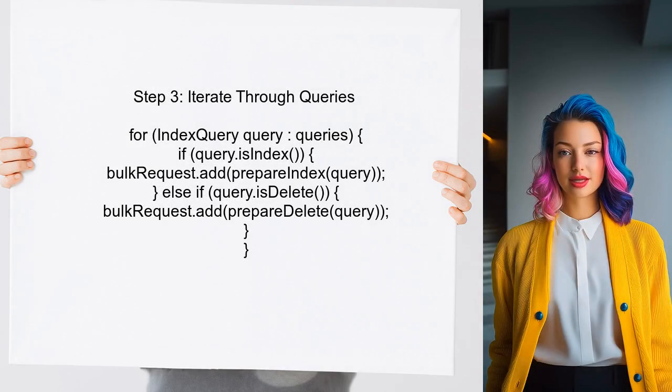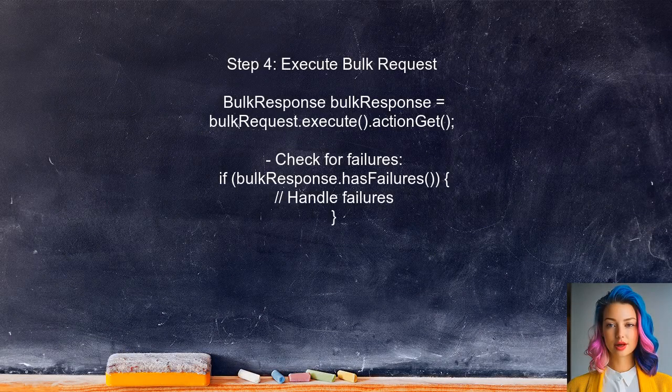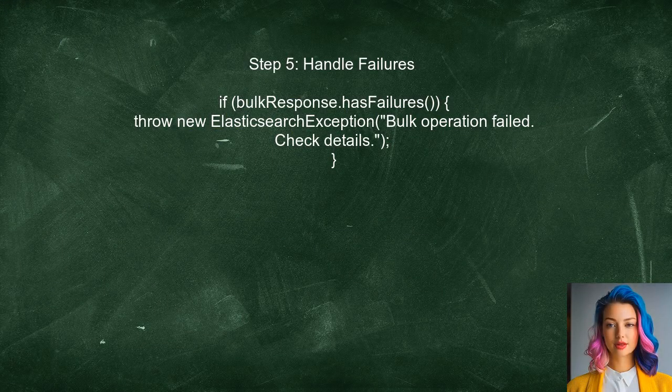Now the user can iterate through the list of queries. For each query, they will check if it is an index or delete operation and add it to the bulk request accordingly. After adding all the requests, the user should execute the bulk request and handle any potential failures that may occur during the operation. Finally, the user can throw an exception if there are any failures, providing details about which documents failed to process.